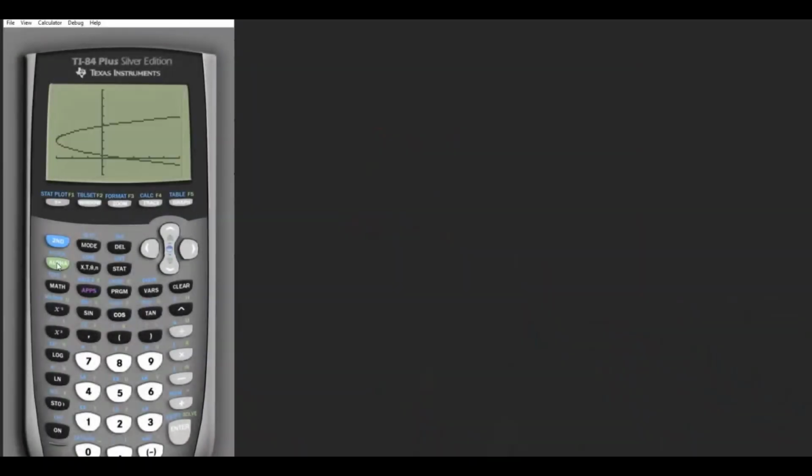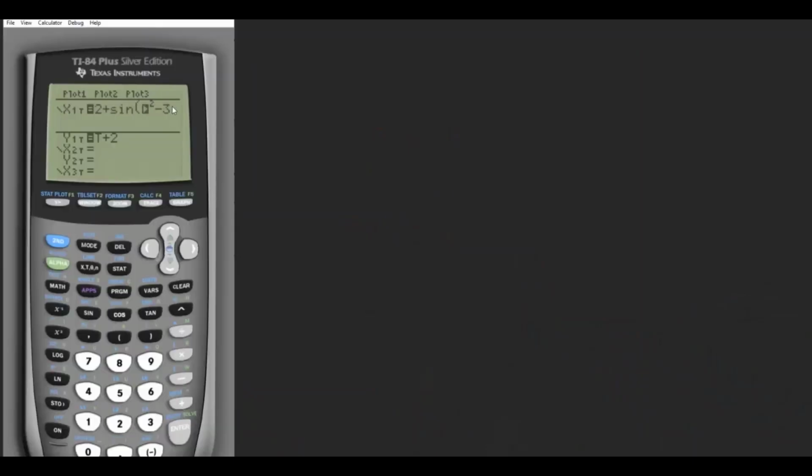So we'll come back to our calculator. We'll enter x equals 2 plus 3 sine t, and y equals 2 plus 3 cosine t. And then we'll just change our window. Okay, look what it's doing, clockwise, right? So that's good.